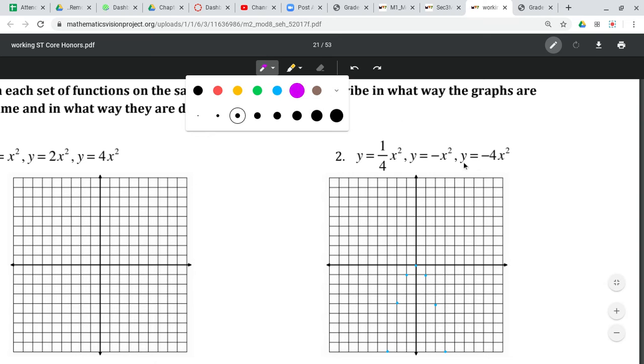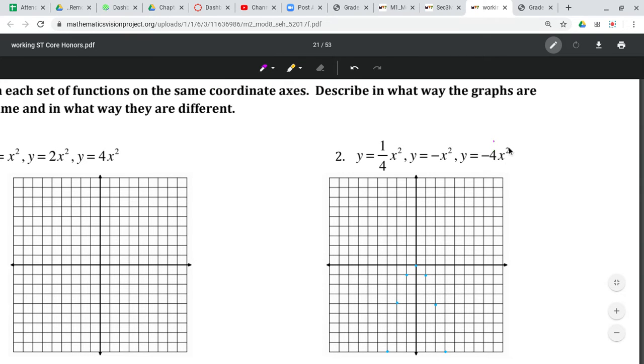Okay, so next we're going to look at y equals negative 4x squared. Same thing. It's still going to start at 0, 0, because 0 squared is 0 times negative 4 is 0. So y equals 0. Now we plug in a 1. 1 squared is 1. 1 times negative 4 is negative 4. So we're going to be down here at 1, 2, 3, 4.